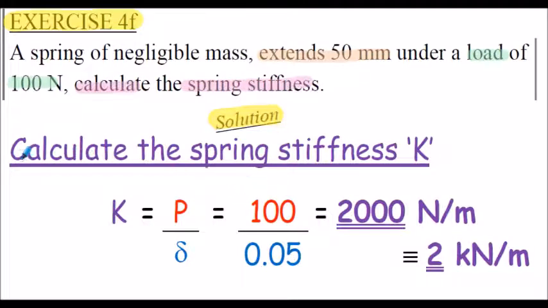So here's our calculation for spring stiffness K. Using the formula from the previous slide, K is equal to P divided by delta. In the question, the force P is 100 newtons and the extension delta is 50 millimeters, which I've converted to meters here, so 0.05 meters. Evaluating, the spring stiffness is 2000 newtons per meter, or that could be written as 2 kilonewtons per meter.